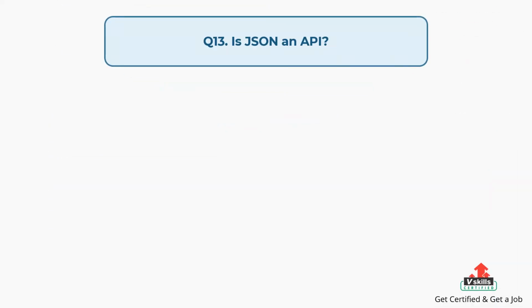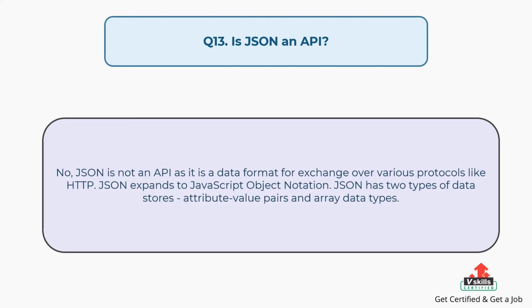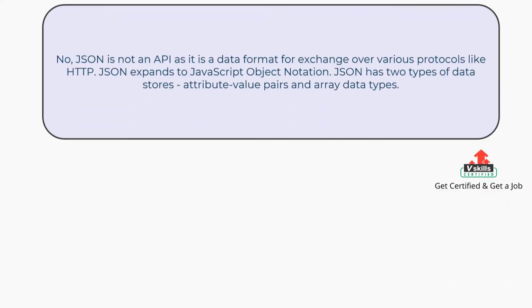Question number 13. Is JSON an API? The answer is no, JSON is not an API as it is a data format for exchange over various protocols like HTTP. JSON expands to JavaScript object notation. JSON has two types of data stores, attribute value pairs and array data types.